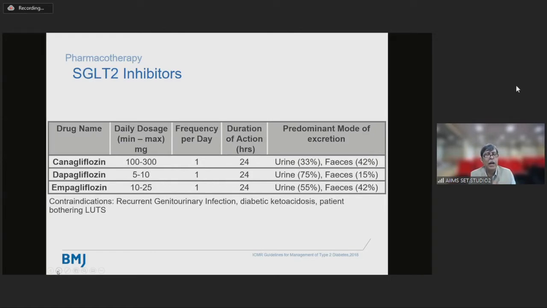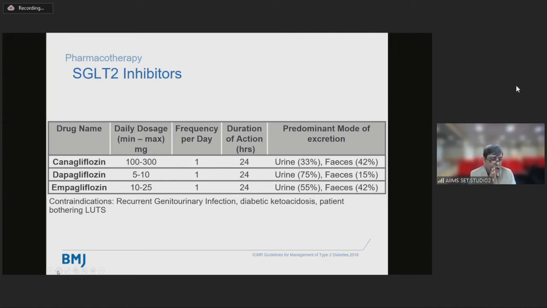Of the SGLT2 inhibitors, of course, you also have remogliflozin, but the ones which are commonly used are Cana, Dapa, Empa. Dapa has gone off patent, which makes an impact on the pocket of the patient. 10 milligrams of Dapa is a max dose, 25 milligrams of Empa is a max dose. Cana, we usually give 100 mg once a day.